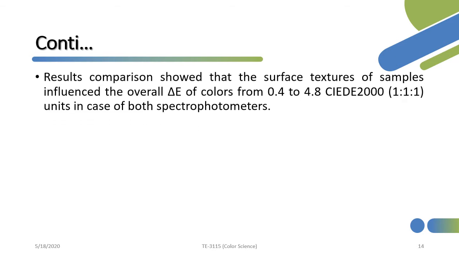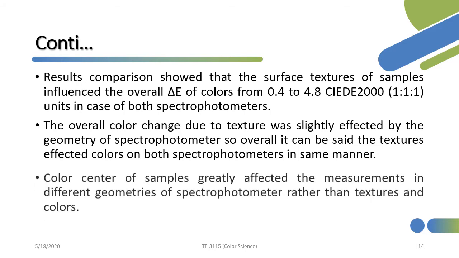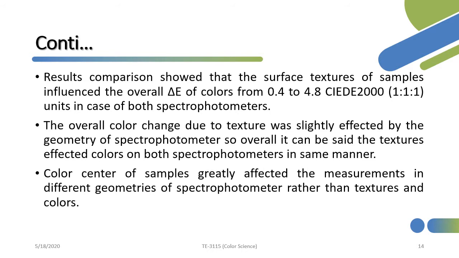The comparison of results of both spectrophotometers showed that the overall delta E value of colors changed from 0.4 to 4.8 units by changing the textures of samples. So overall, the texture effect was negligible when changing the geometries of both spectrophotometers. It remained constant, while the color of the sample was greatly affected by the measurement geometry rather than by the textures and colors.